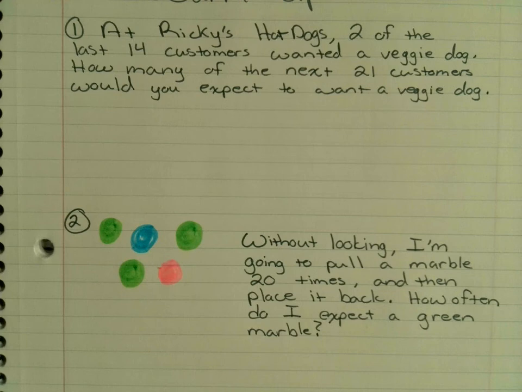In this situation, we're actually pulling the material that we learned from our last unit in first semester and in this first unit this semester. So it's a proportion problem. We have Ricky's Hot Dogs. It's a restaurant. They noticed that 2 of the last 14 customers that came through their shop wanted to have a veggie dog. So they want to know, out of the next 21 customers that come in, how many of them should they expect to order a veggie dog?